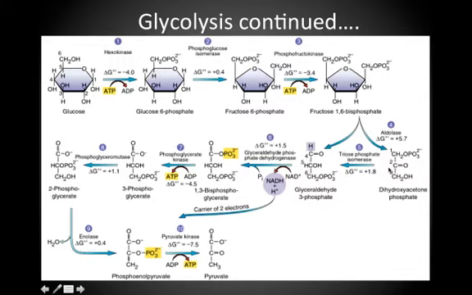There's another little step here. Again, we have an isomerase, which is going to take one molecule and change it into its isomer. So they are the same chemical formula, different structure. So now we have 2 glyceraldehyde 3-phosphates.